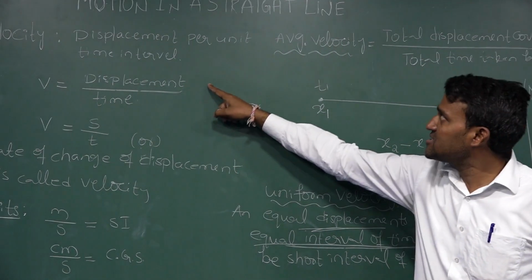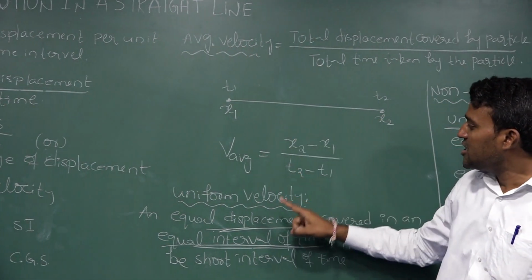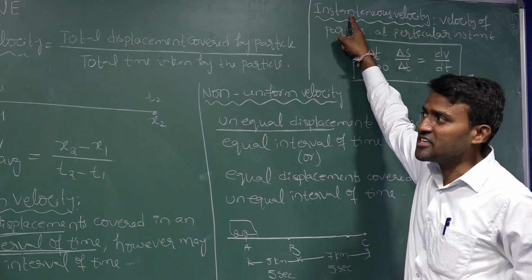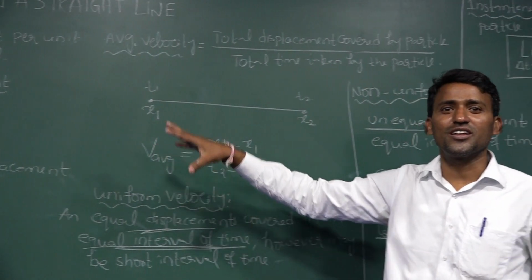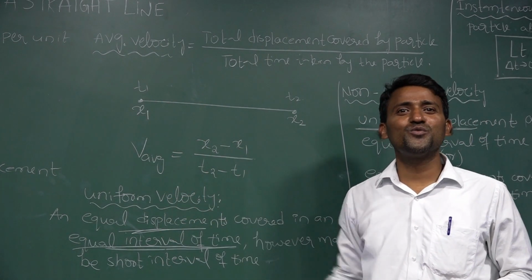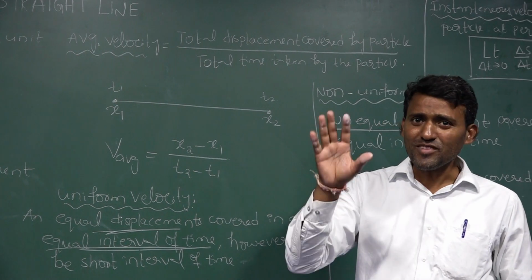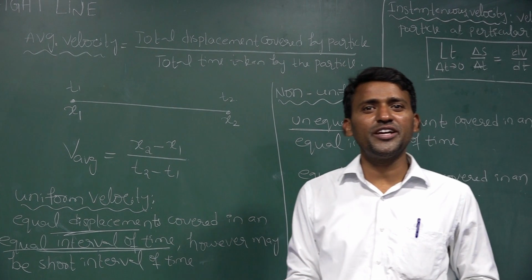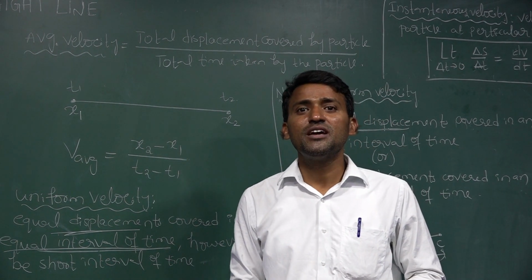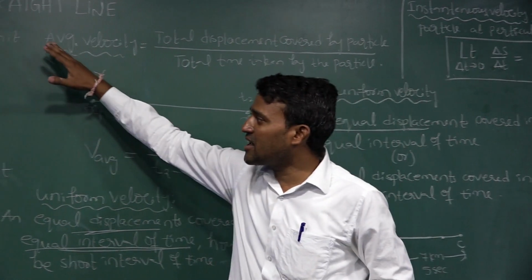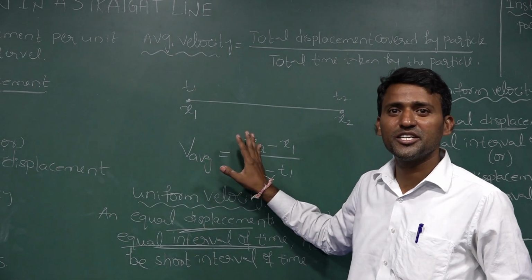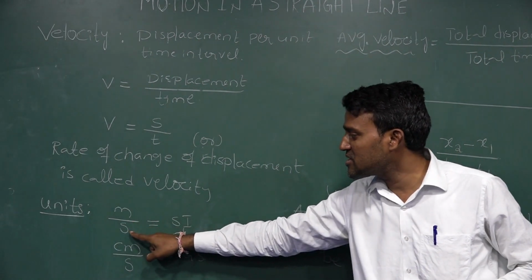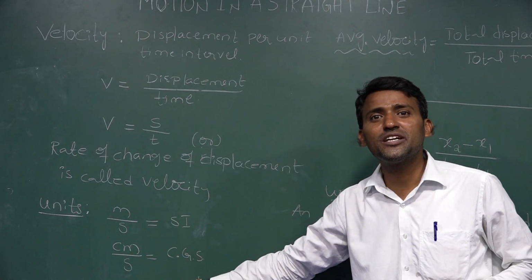So now I have discussed what is velocity. Average velocity, uniform velocity, non-uniform velocity, instantaneous velocity. These all are nothing but velocity only. These velocities have the same units, same dimensional formula and same quantity. All are vector quantities, and the SI unit is meter per second, CGS unit is centimeter per second.